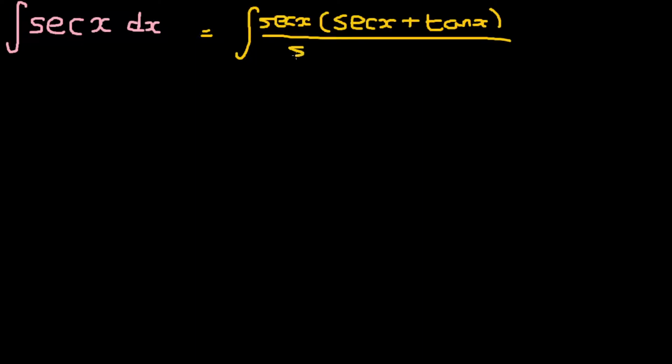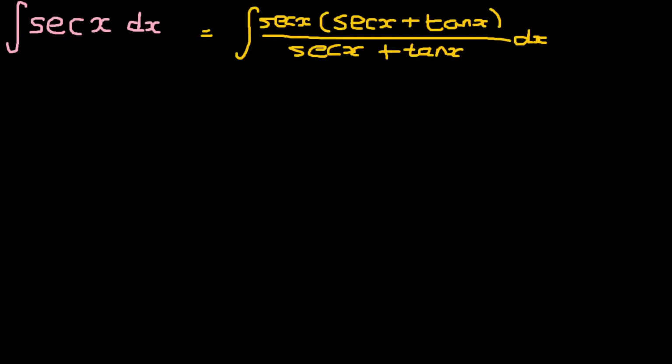I have a favourite way, and it's not the easiest way, so first of all, let's start with the easiest way. What we're going to do is immediately multiply the top and bottom by secant x plus tan x. So we get secant x multiplied by secant x plus the tangent of x, all over secant x plus tangent of x, dx.